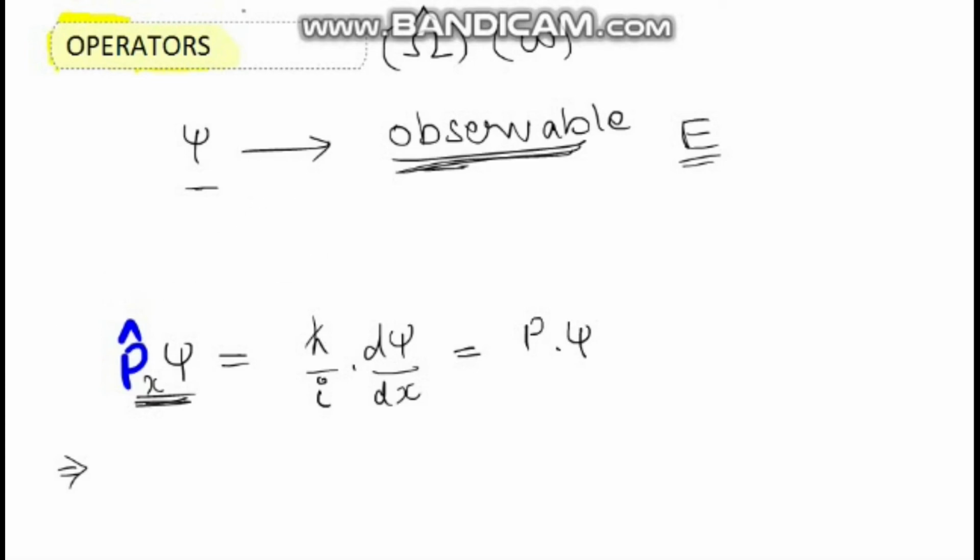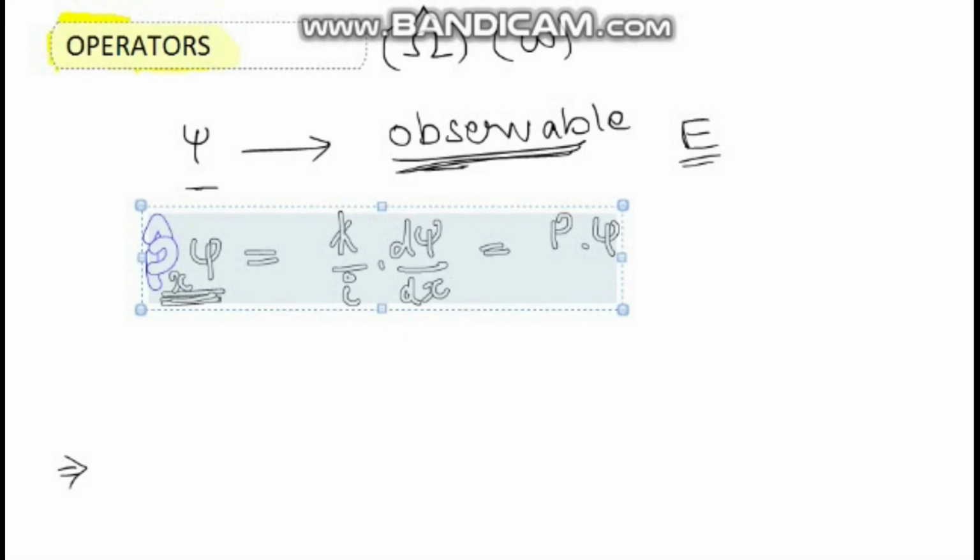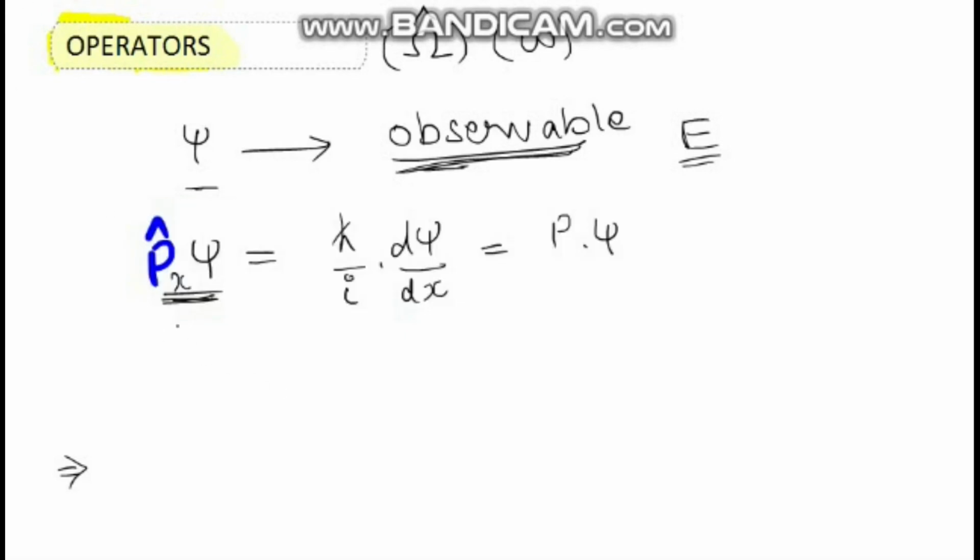Now, what else? Let's find position. How do you find the position of psi? Well, you multiply with x. The value you will get is x psi. That's how it is. It is very simple to find position. All you have to do is multiply with x. Now, how do you find energy?